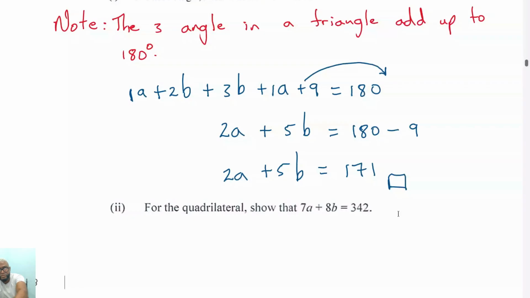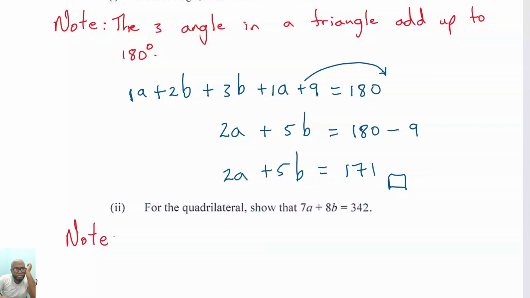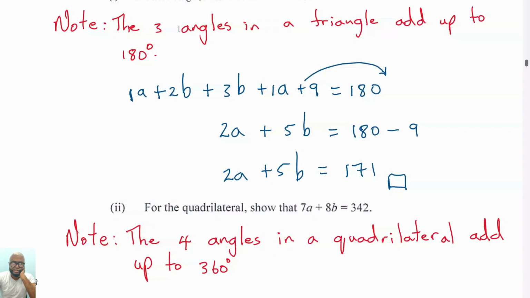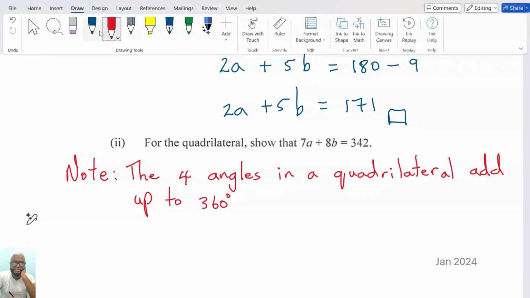Now for the next one, I write down this value in one. Note the 4 angles in a quadrilateral add up to 360 degrees, right? The 4 angles in a quadrilateral add up to 360 degrees.